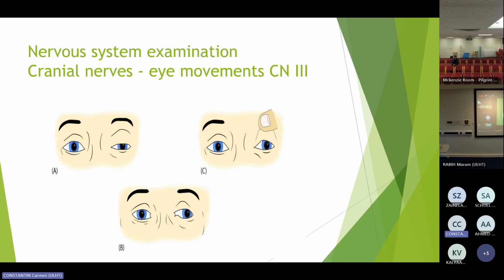On the left in this picture, you have the droop of the eyelid. Yes, the patient is looking downward or sideward.